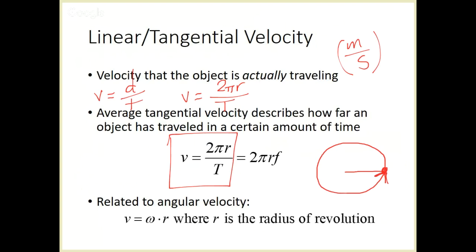Now these two equations are super similar, except this one has an extra factor of r. So if you ever need to get from linear velocity to angular and vice versa, you can always use this, where your linear velocity in meters per second equals your angular velocity in radians per second times the radius in meters.